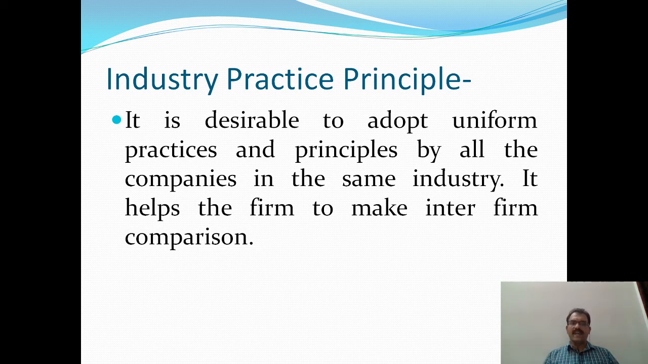It helps the firm to make inter-firm comparison. Inter-firm comparison. So if all firms in an industry follow the same principles and methods, it is possible to make comparison. So inter-firm comparison is possible only through following the uniform practices and principles by all the companies in the same industry.